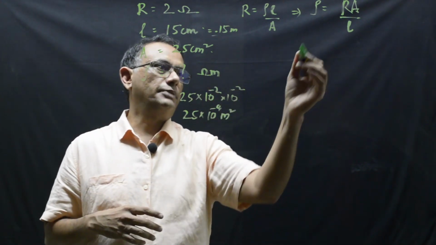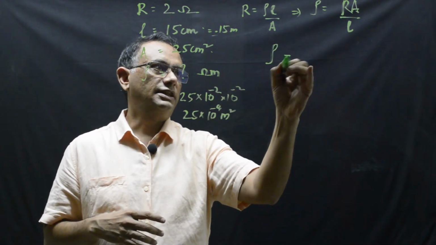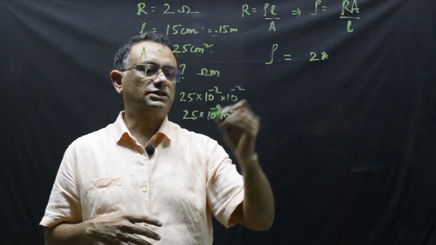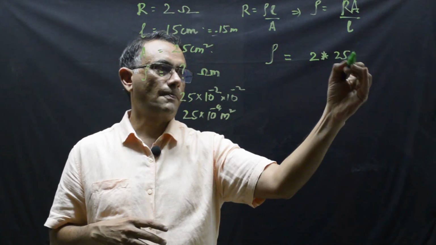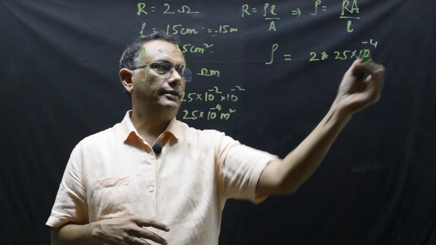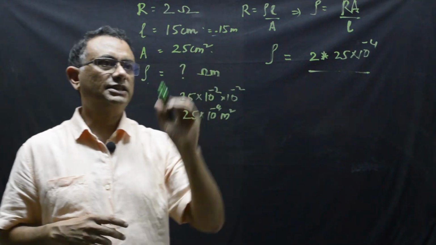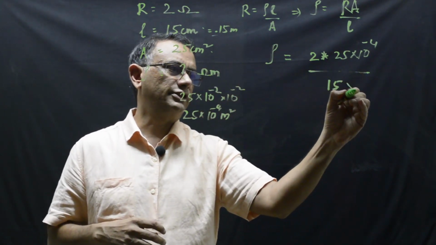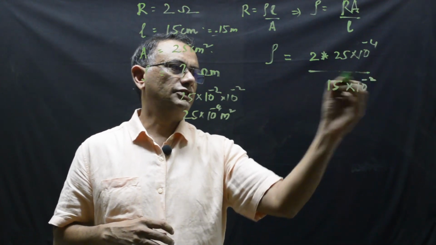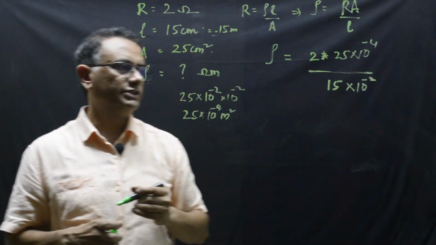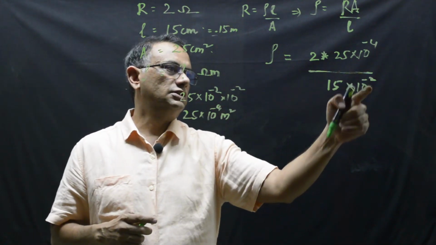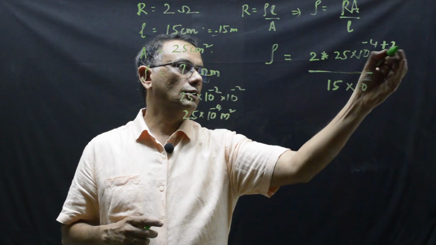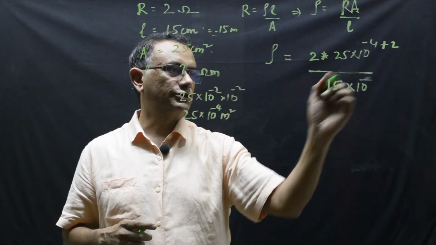All we need to do is simply plug in the formula: resistivity is equal to R, given as 2, times the area of cross section, 25 into 10 raised to minus 4, divided by the length, given as 15 or 0.15. I will write it as 15 into 10 raised to minus 2. Instead of 0.15, we can always say 15 into 10 raised to minus 2. This, when it goes on top, will become plus 2. Overall, this is going to be 10 raised to minus 2.